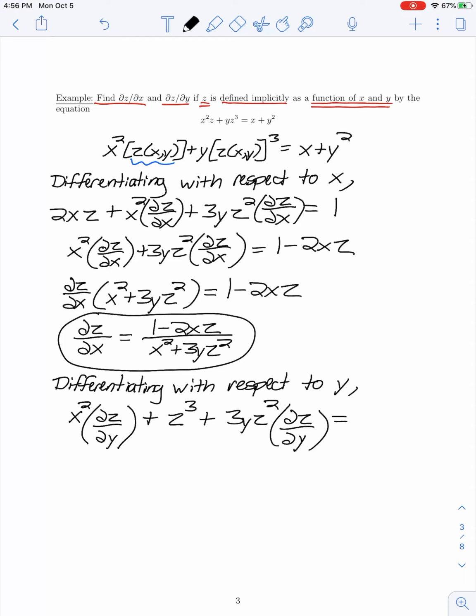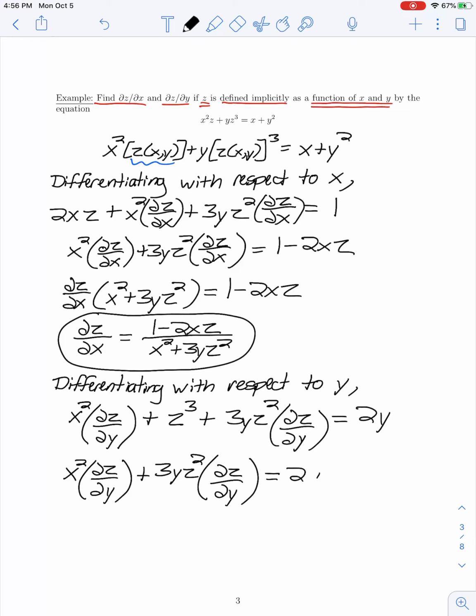And that is equal to differentiating the right-hand side of my equation with respect to y. I would have 2y. So again, to solve for the partial derivative that I'm interested in, I'll group all of the terms involving the partial derivative of z with respect to y on one side of my equation. So I've got x squared times the partial of z with respect to y plus 3yz squared times the partial of z with respect to y. That's equal to 2y minus z cubed.